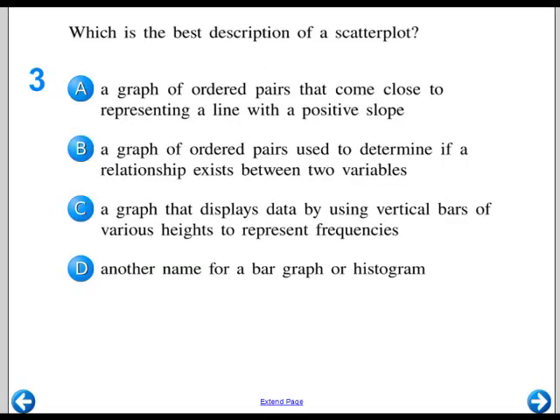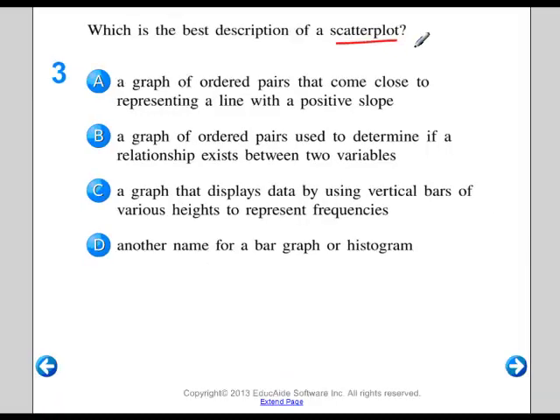Okay, question number 3. Which is the best description of a scatter plot? So here, if you did your research, like you were asked to do at the beginning of class, looking up all those vocabulary words, you should know what a scatter plot is because it was one of them. First of all, we know a scatter plot is a graph. We know that from our work. So which answer isn't possible? D. It requires a coordinate plane, not a bar graph or a histogram.